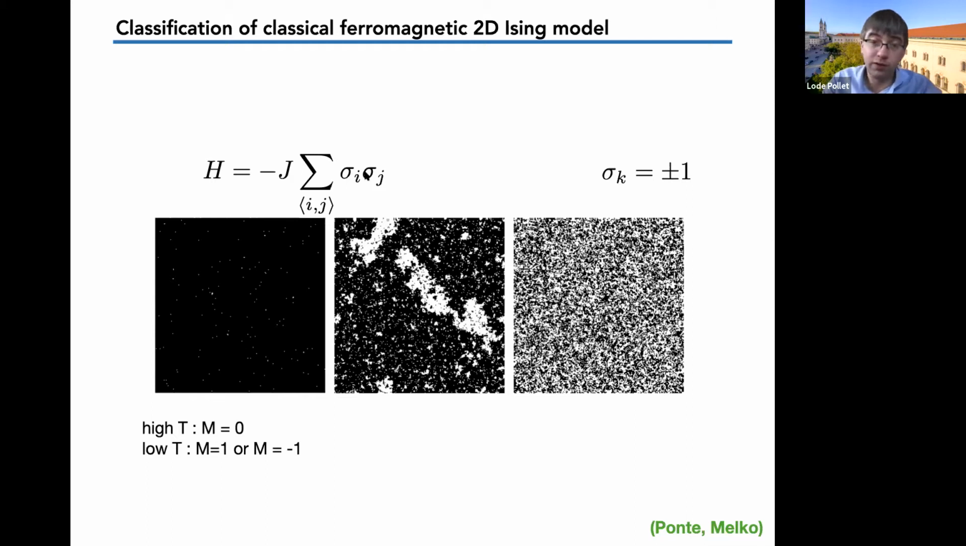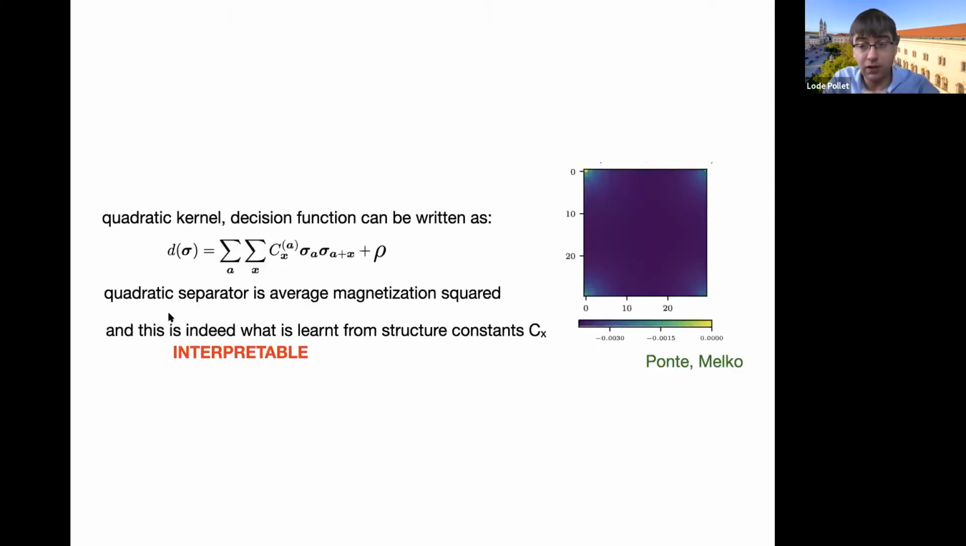Okay, so for a human, this classification problem is rather simple. Namely, in the ground state, the magnetization is 1 or -1, but the magnetization squared is always 1. And at high temperature, the magnetization is 0, and magnetization squared is also 0. So in this sense, that's what you would think would be a very good classifier. And does the machine also learn this? The answer is yes. Ponte and Melko used an SVM in the sense that I described above.